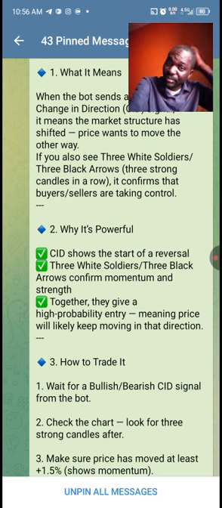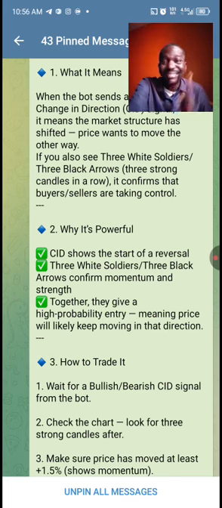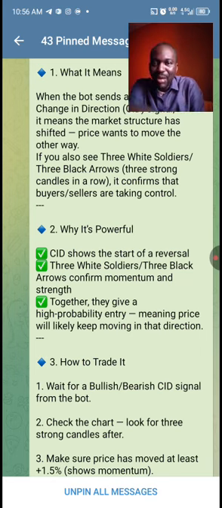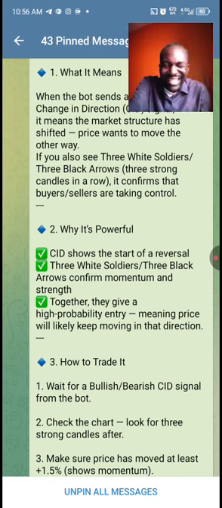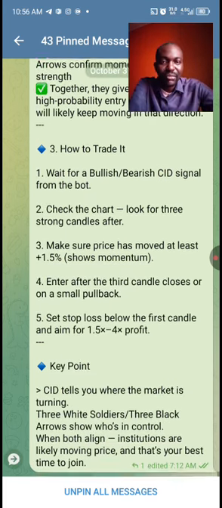So 3 white soldiers and 3 black arrows always confirm momentum and strength. I think that one is self-explanatory. So together they give a high probability entry. So a change in direction signal plus identifying that candlestick pattern will give you a high probability entry, meaning price will likely keep moving in that direction. That's straightforward. So now how to trade it?